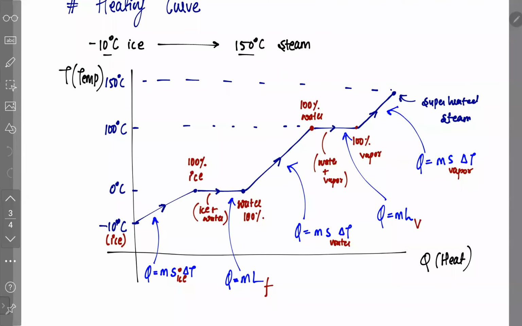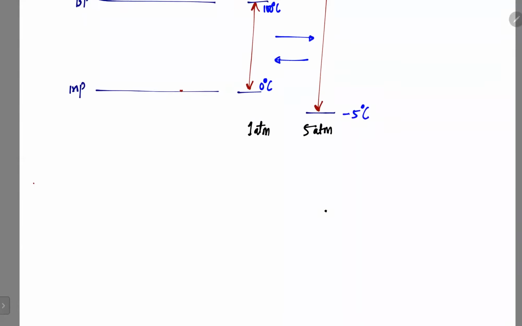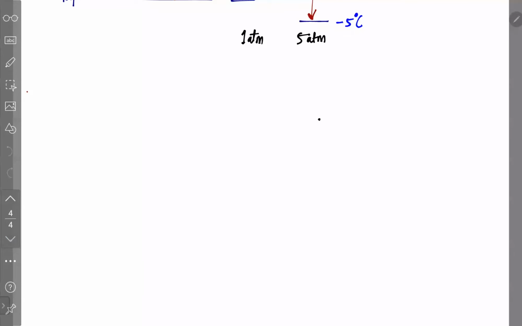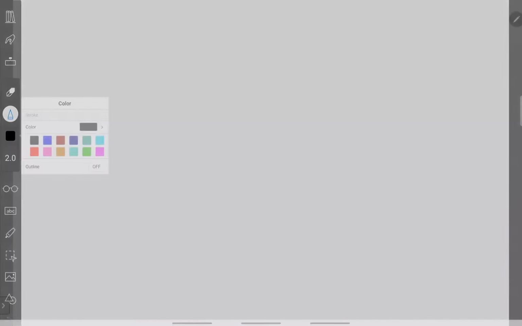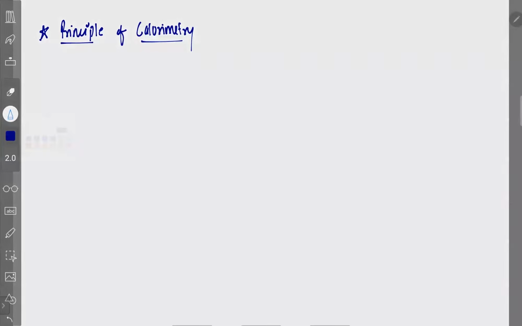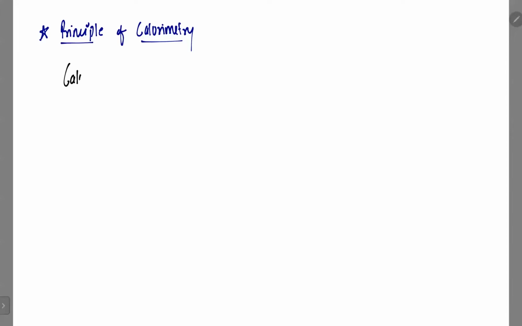We studied about heating curve. We studied about other formulas. Now we're going to study about the last part of this, which is the principle of calorimetry. Now, when I talk about the principle of calorimetry, let me very quickly give you a brief idea as to what calorimetry is. A calorimeter. Let's talk about a calorimeter very quickly. Calorimeter looks something like this.